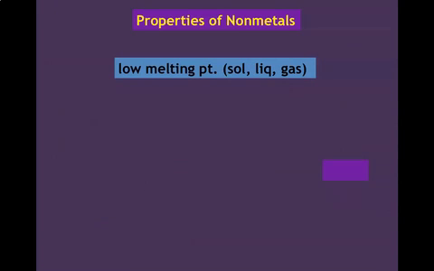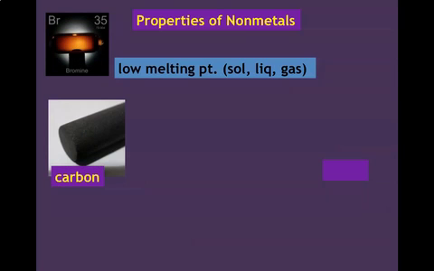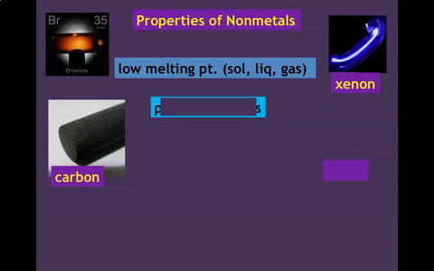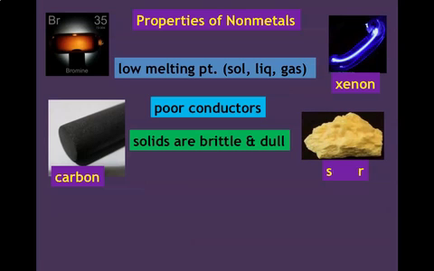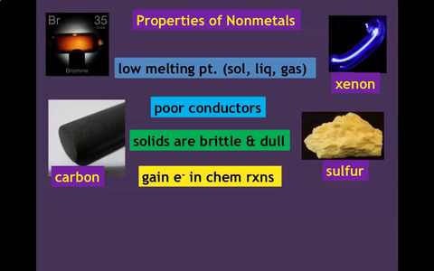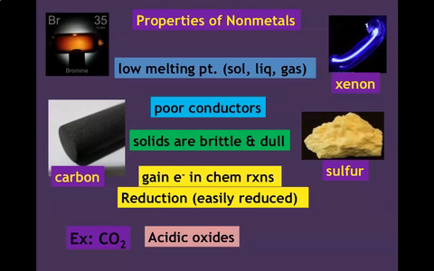Properties of nonmetals: they have low melting points. So for the most part, they can be anything, solid, liquid, or gas, where metals are almost all solids at room temperature. They are poor conductors, which means they don't allow energy to travel through them. Their solids are brittle and dull, if they are a solid, like sulfur. They tend to gain electrons in chemical reactions, which means they are reduced. And they form acidic oxides.